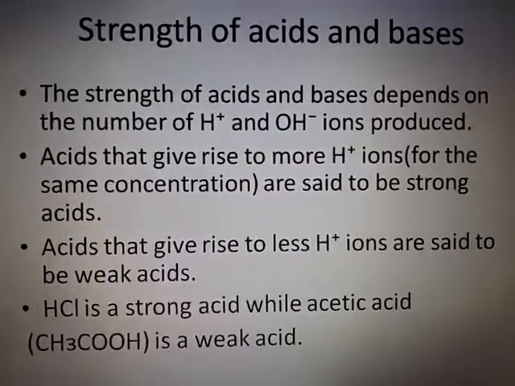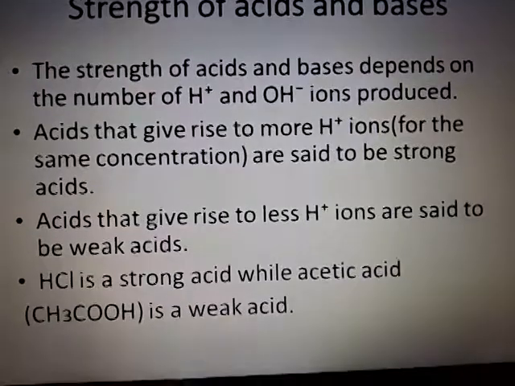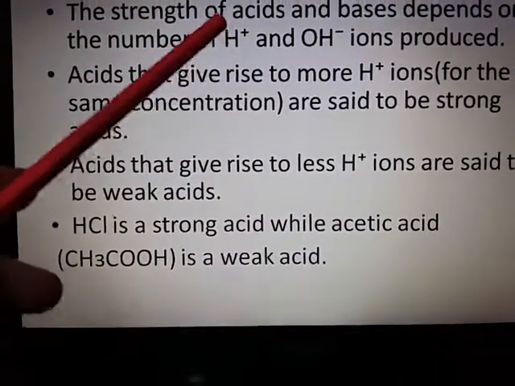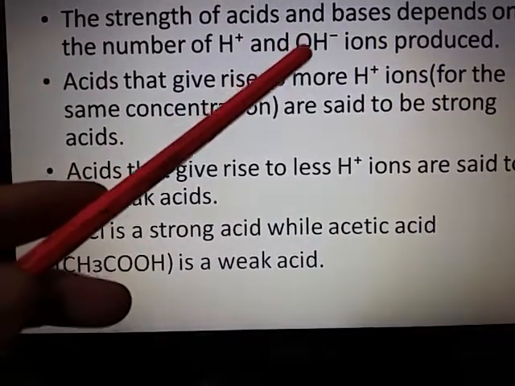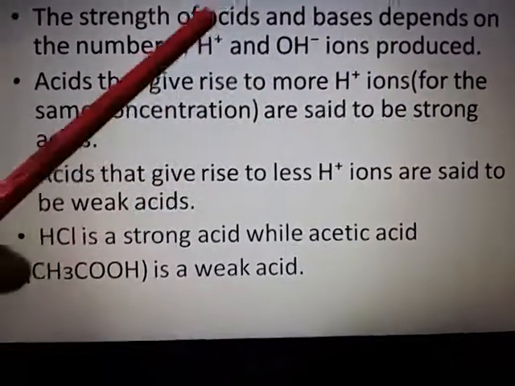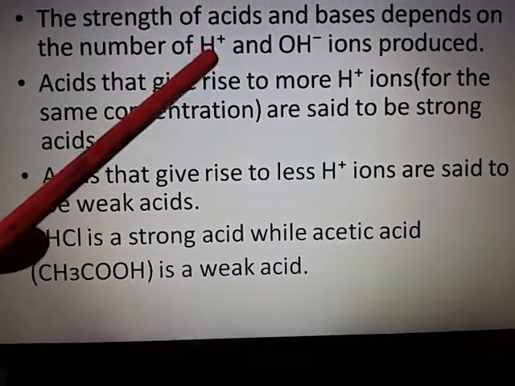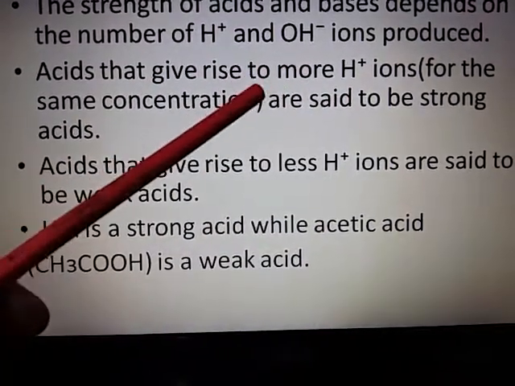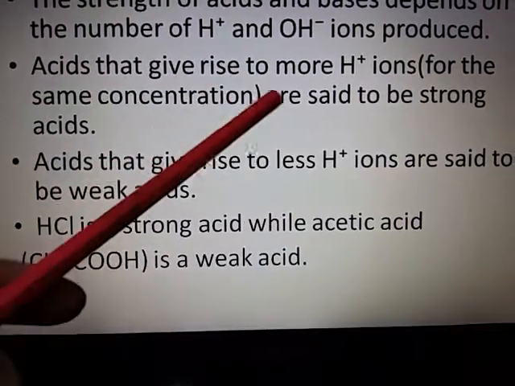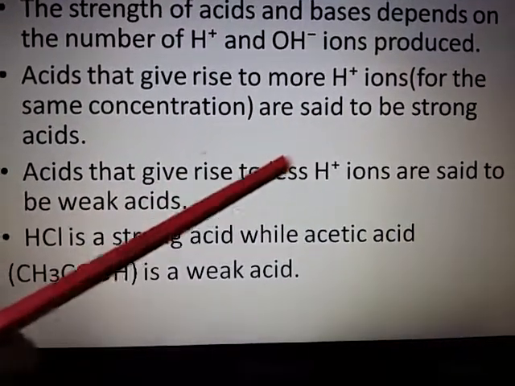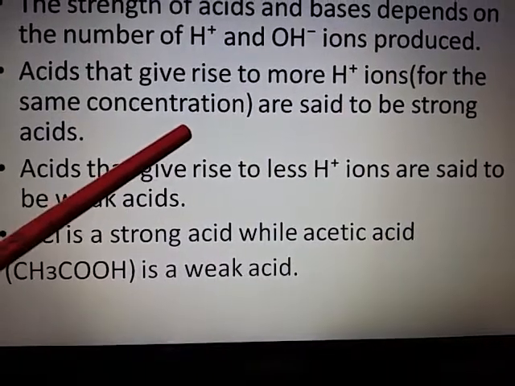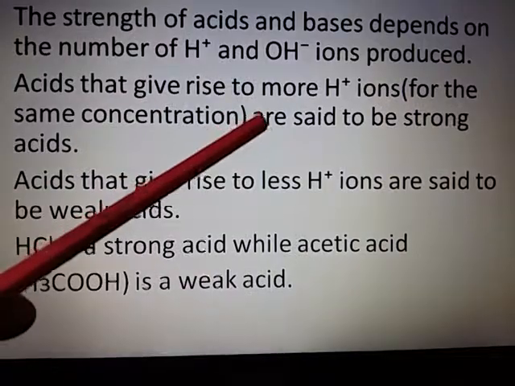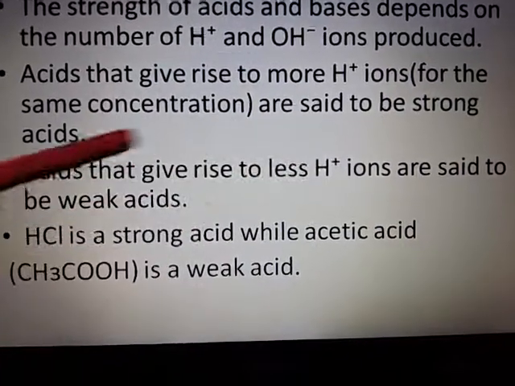Strength of acids and bases. The strength of acids and bases depends on the H plus and OH minus ions respectively. If an acid or a base gives more H plus ions or more OH minus ions, then it is said to be strong. So an acid that gives more H plus ions for the same concentration, meaning if we are comparing two acids, the one which gives more H plus ions is said to be stronger, right?